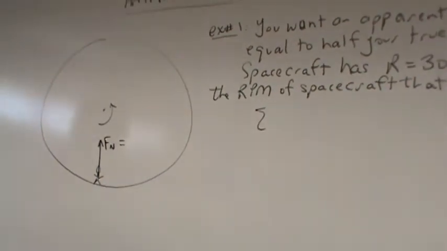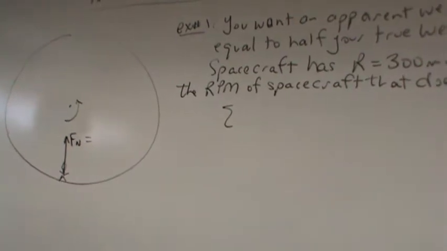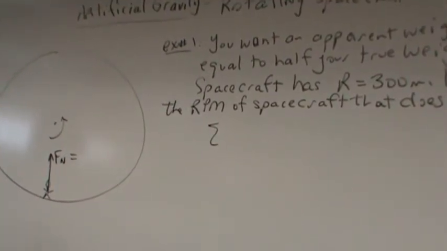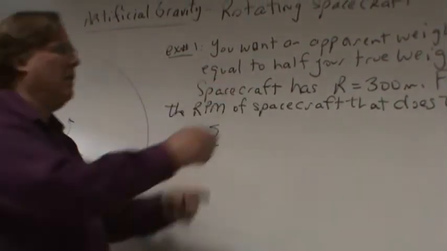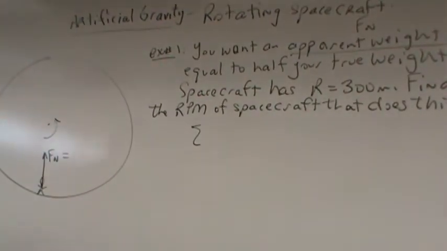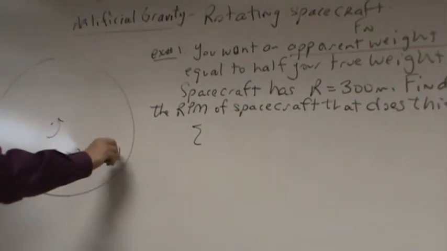By the way, this normal force, what's that equal to? Whether you're on an elevator or whatever, what's your normal force? What's another name for your normal force? Yeah, your apparent weight. When they say you want an apparent weight of blah, blah, blah, what they're really saying is you want a normal force of blah, blah, blah. So this normal force is your apparent weight.